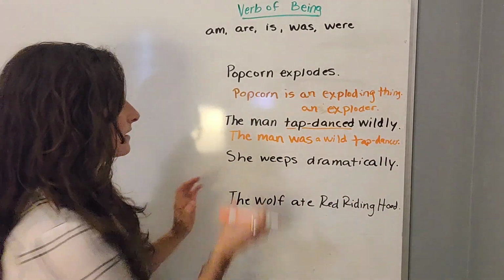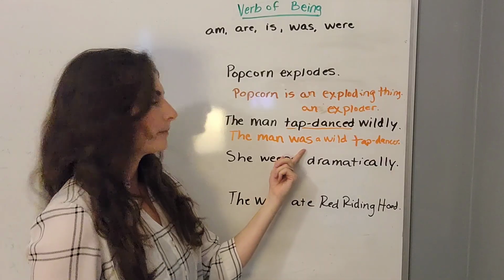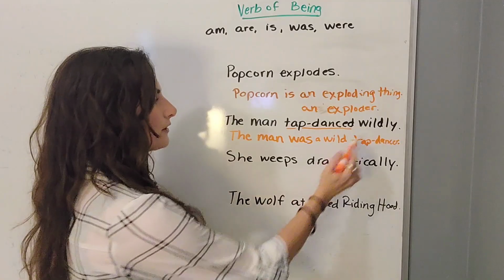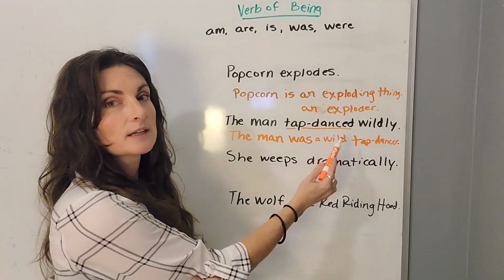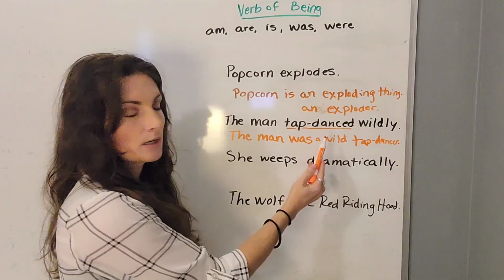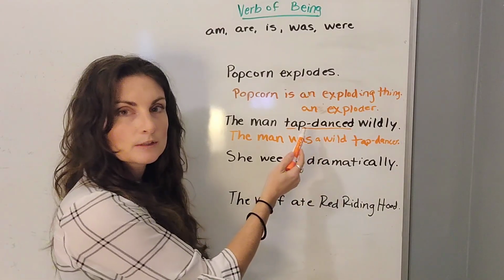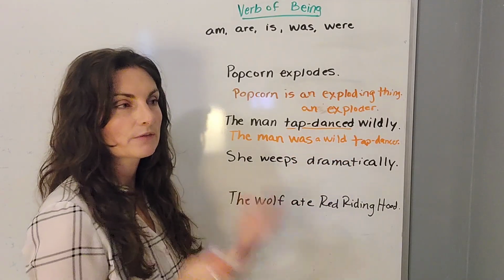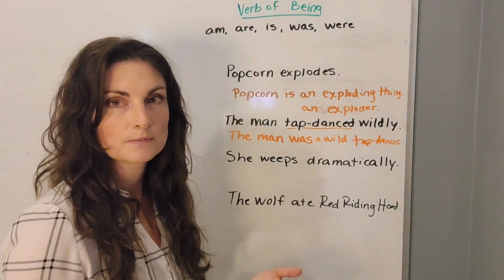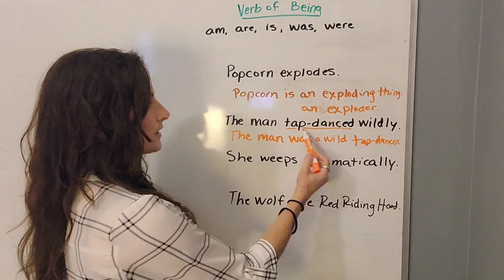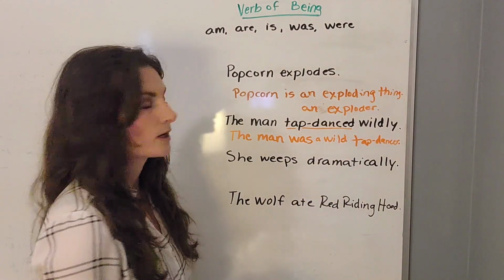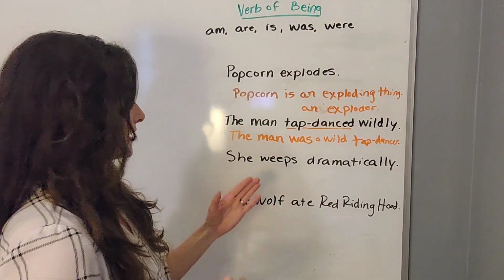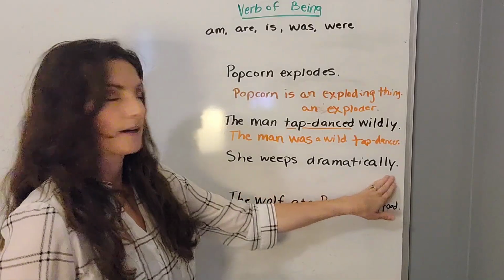I translated it, taking the subject, adding a verb of being, made the verb a noun, and then if you notice, wildly was an adverb that was describing the verb. But what happens is when you turn the verb into a noun, it's still describing, but instead of describing the verb, it is describing the noun. So it becomes an adjective. So tap dance wildly is a verb and an adverb, and it becomes a noun and an adjective. So that's that one. She weeps dramatically.